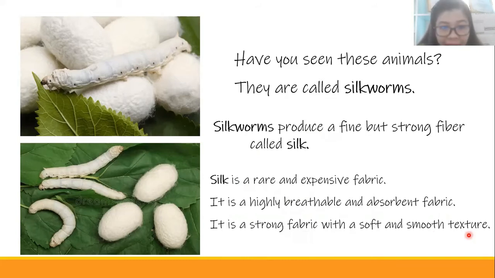If you are asked where silk comes from, it comes from silkworms. Can you see it over there? This is a silkworm. And this white oval shape is what we call the cocoon. The cocoon contains the silk. They will boil or steam this so that they can extract the silk out. Okay, so let's proceed.